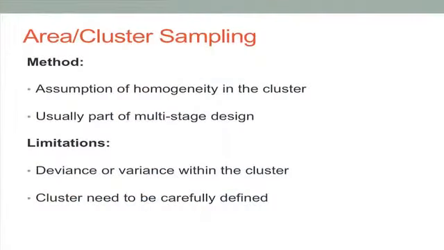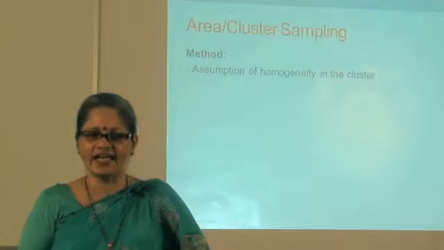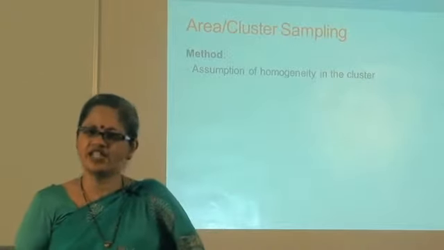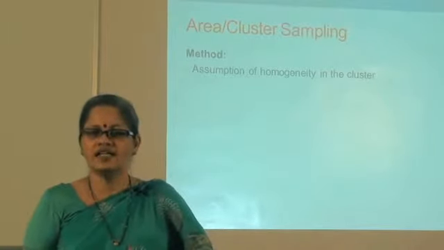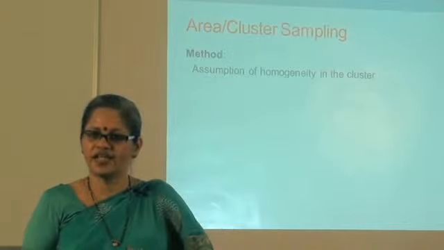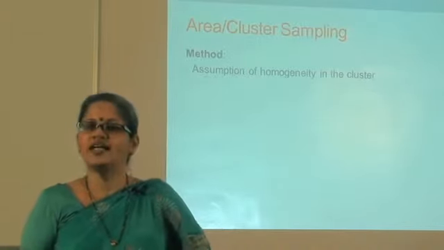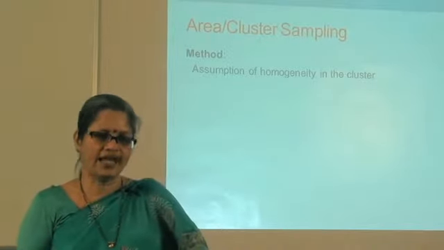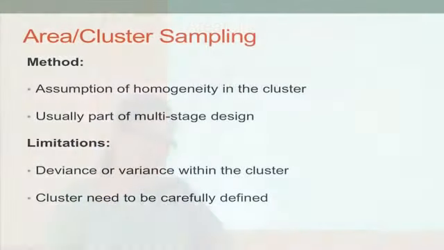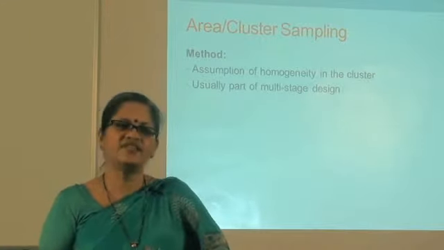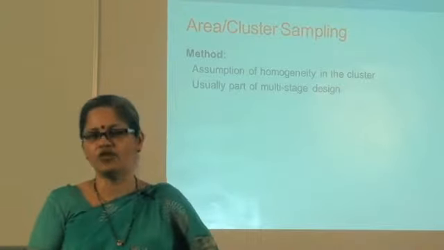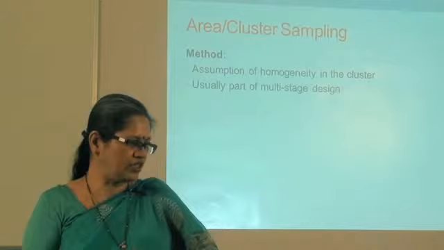So what is the method? Assumption of homogeneity in the cluster. It is very obvious that those students who are studying in standard 9B will have characteristics which are very similar, because they will all be of the same age group, they are coming to the same school, doing the same type of study, and they may be coming from the same area. So there is a lot of homogeneity in that particular group. It is usually part of a multi-stage design. As I have just told you, I am not directly going to that division. First I approach the school. That means at the first stage I select the schools, and after that I go for that particular class. So it is part of a multi-stage design.